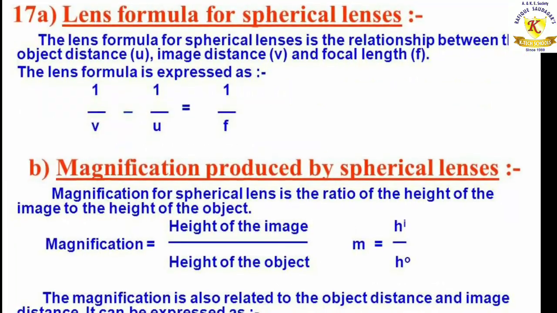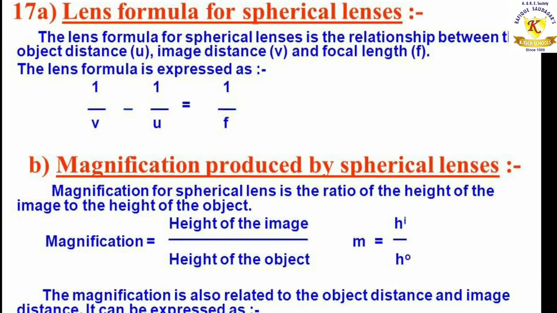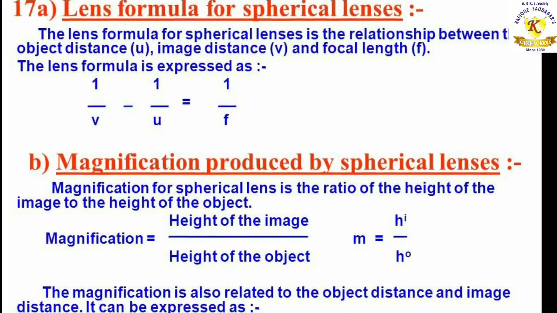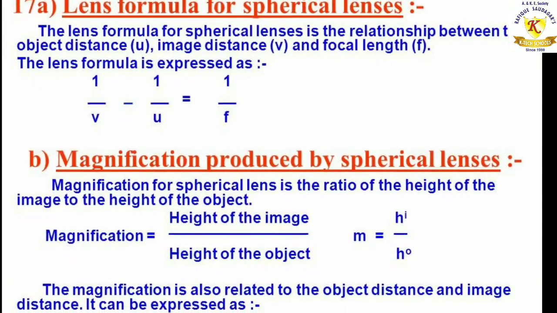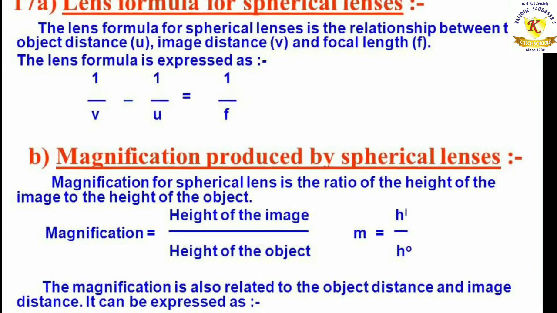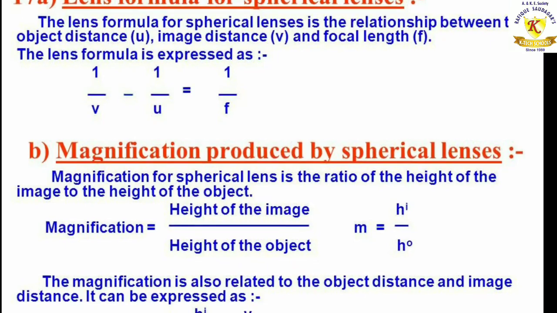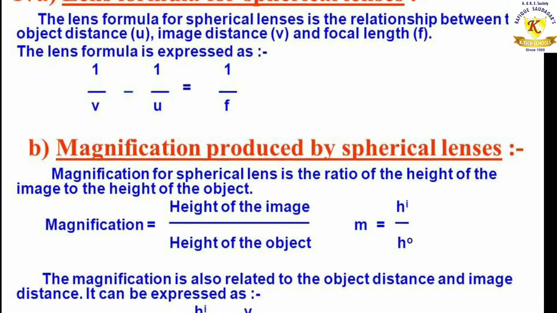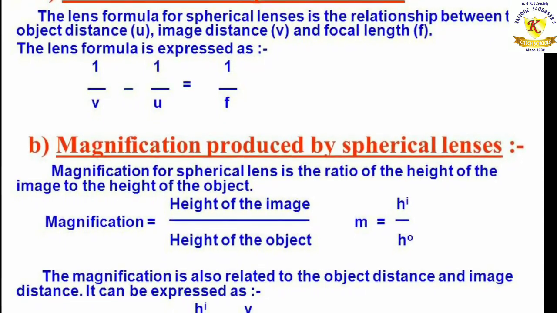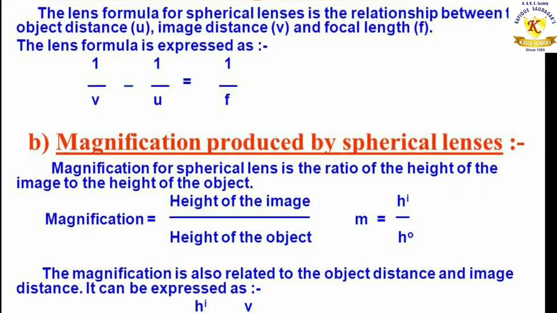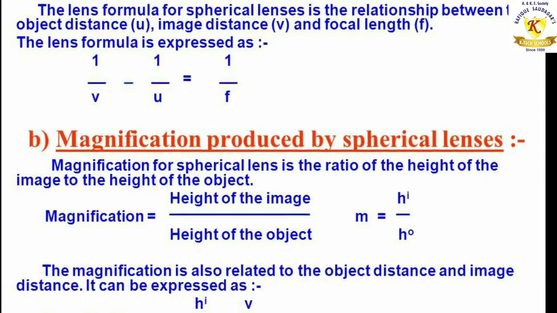Lens formula for spherical lenses. The lens formula for spherical lenses is the relationship between the object distance u, image distance v, and focal length f. The formula is expressed as 1/v - 1/u = 1/f.